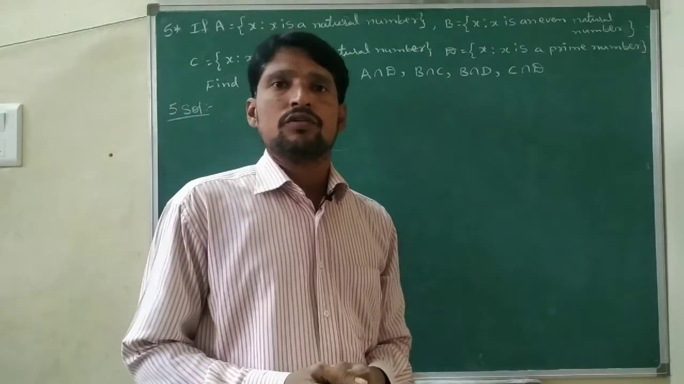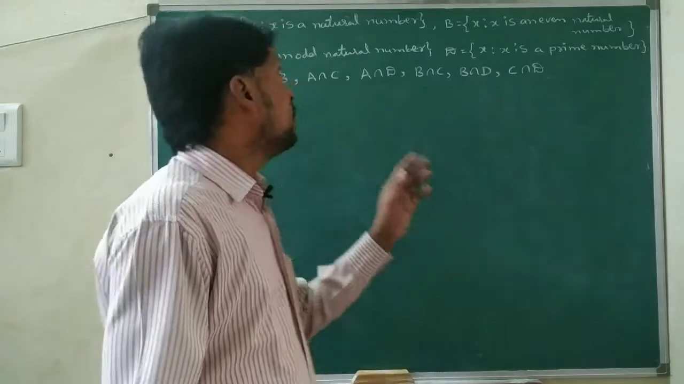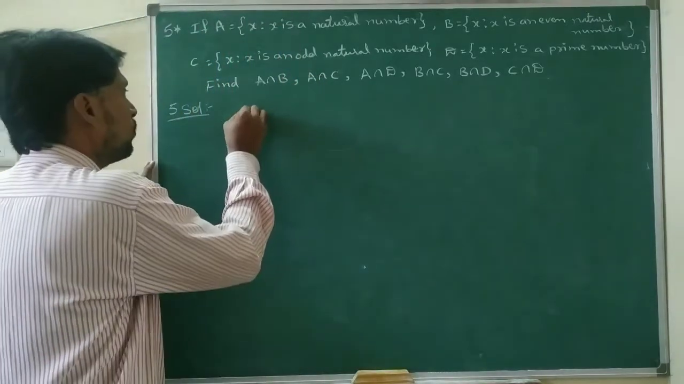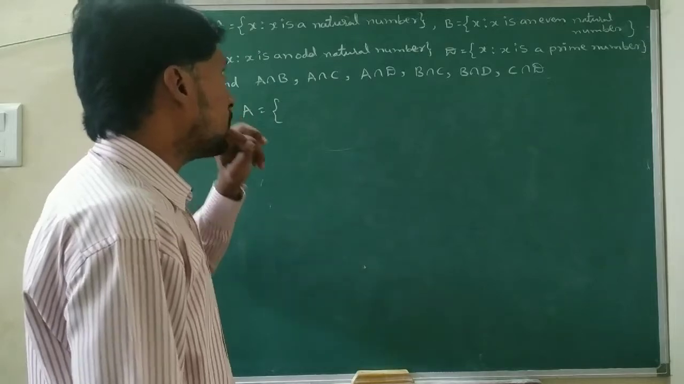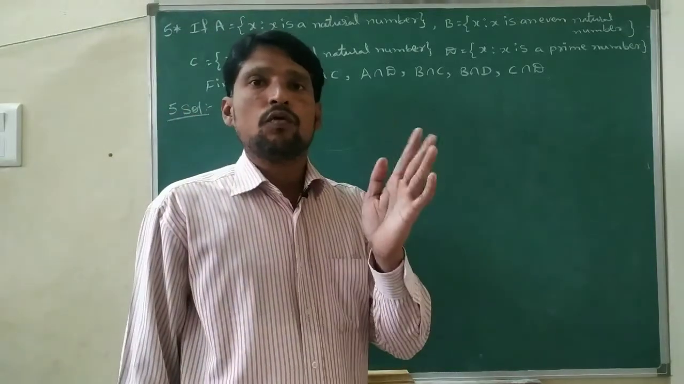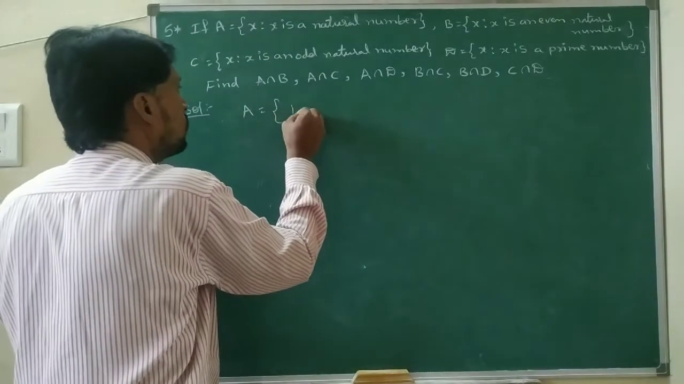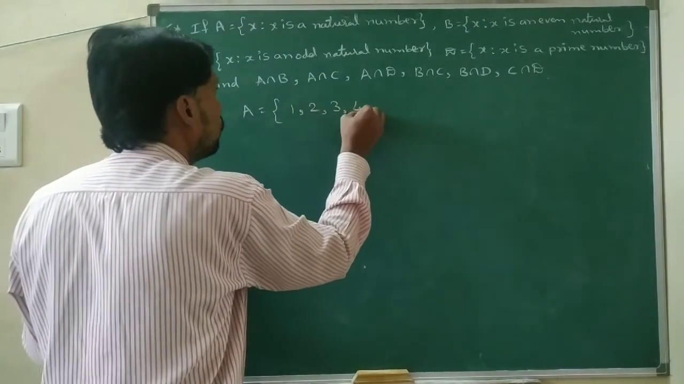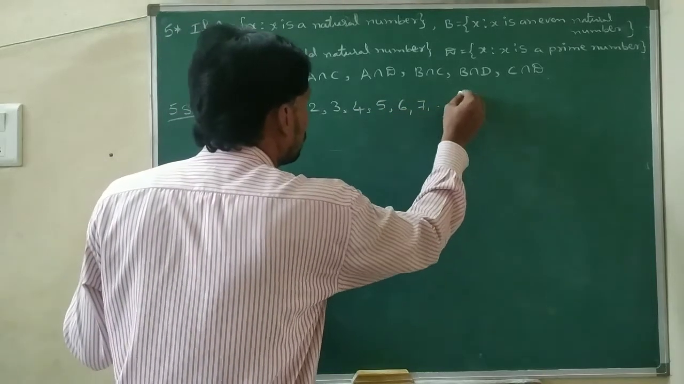Fifth solution. Here all are given in the set builder form. So we need to write them in the roster form. So what is the first one? A equal X such that X is a natural number. So what are natural numbers? 1, 2, 3, and so on are called natural numbers. That natural numbers we need to write. So the elements are 1, 2, 3, 4, 5, 6, 7, and so on.